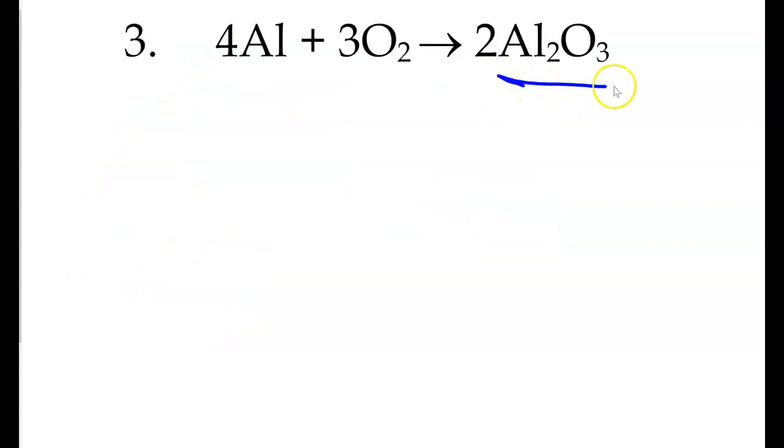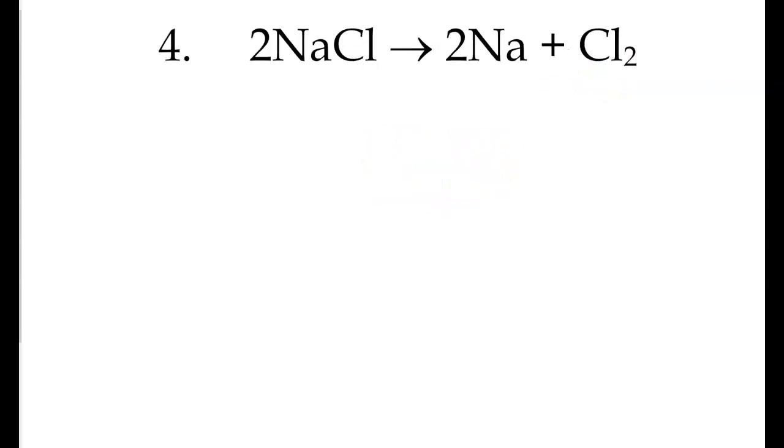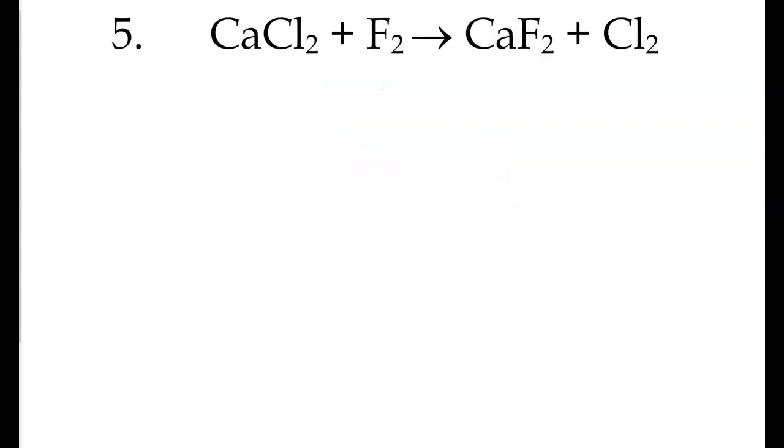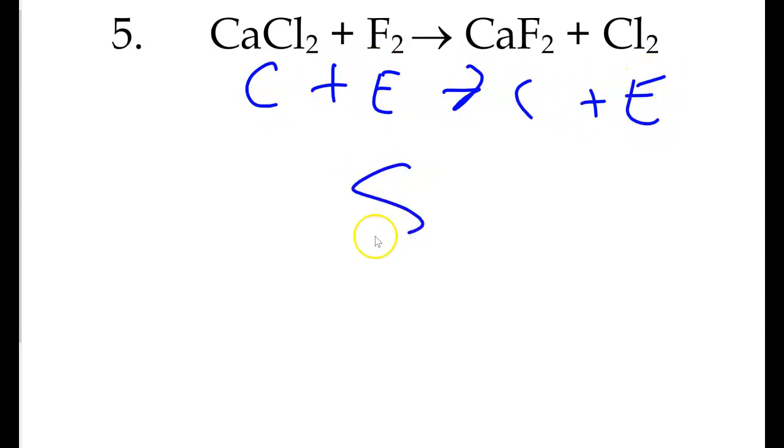Here we have one thing after the arrow, so it's a synthesis. Here we have one thing before the arrow, so it's a decomp. Decomp can be abbreviated like this, not just a D, it must be decomp like this, please. Here we have a compound plus an element going to a compound plus an element. So one of each, so it's a single replacement.